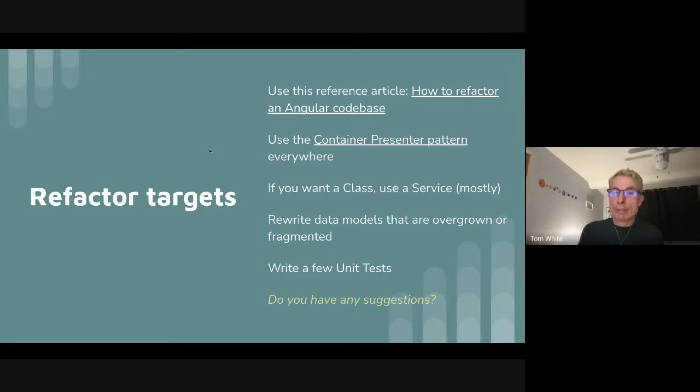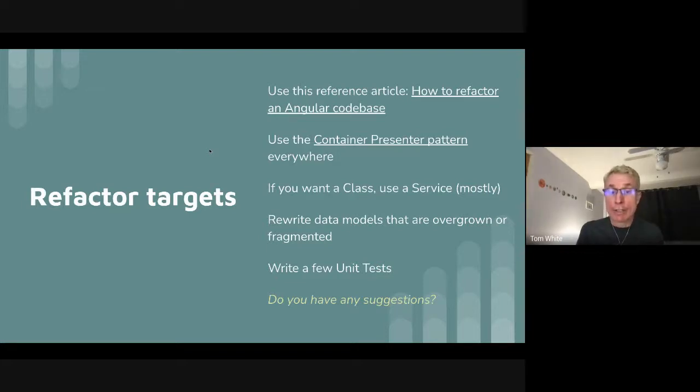Anyway, moving on. So, container presenter pattern, a couple of points below it relate to the same thing. I tend to look for classes that could become services, and they're usually the things that form the basis of the local state for the container presenter pattern, for the actual containers. And within those, I look for data models that are overgrown and become fragmented. They've got way too many properties doing Boolean things that could otherwise be grouped together in just one place. It's all a fine judgment thing.